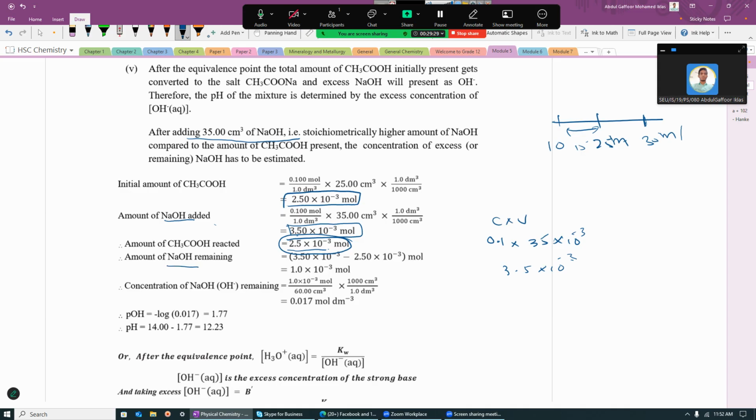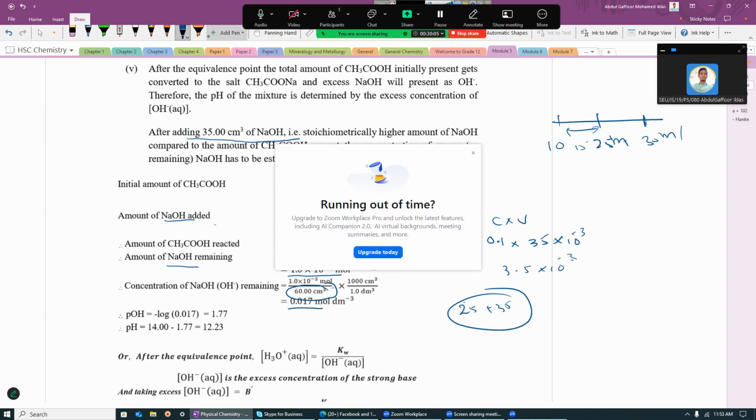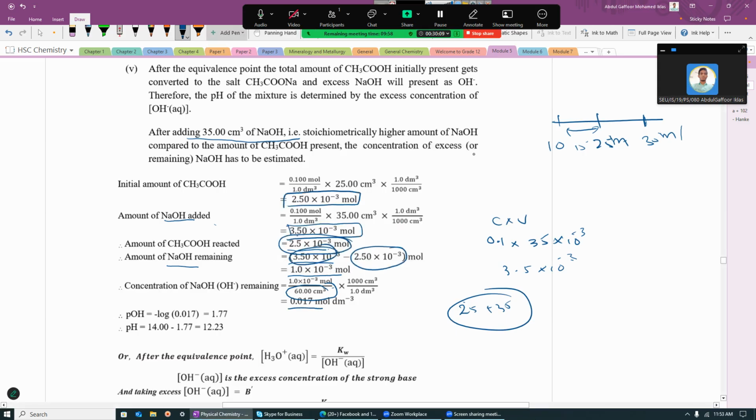After the equivalence point we will have NaOH in excess. Do you understand that? We have added more NaOH, all the acetic acid has been consumed, and the remaining will be NaOH. So how can you find out the NaOH? 3.5 into 10 power minus 3 we originally had, and 2.5 into 10 power minus 3 had reacted, so 1 into 10 power minus 3 remains, and divided by 60 because 25 plus 35 is 60. So 0.017 is going to be the concentration of OH minus. So you can calculate pOH, and from that you can calculate pH also.